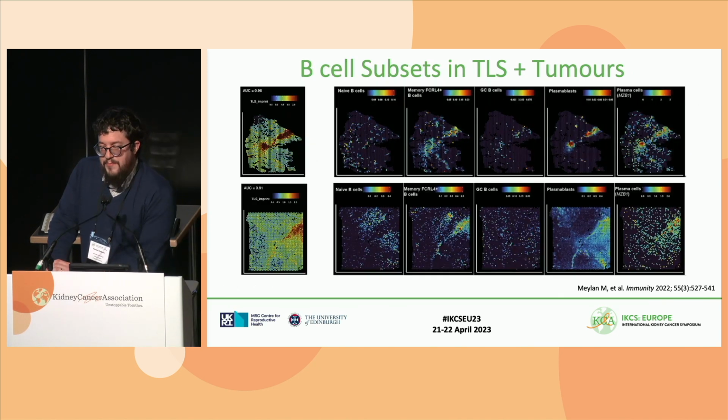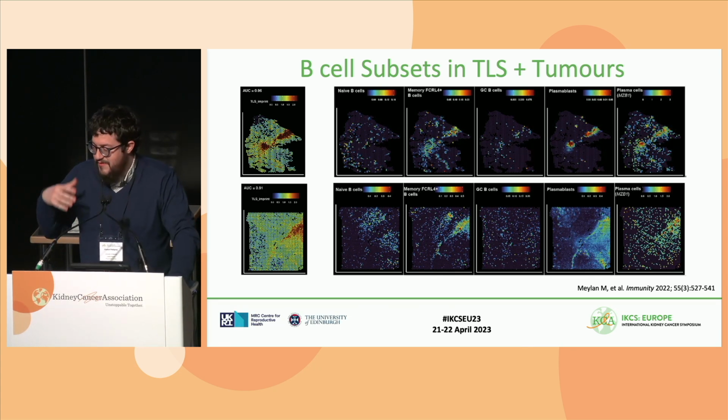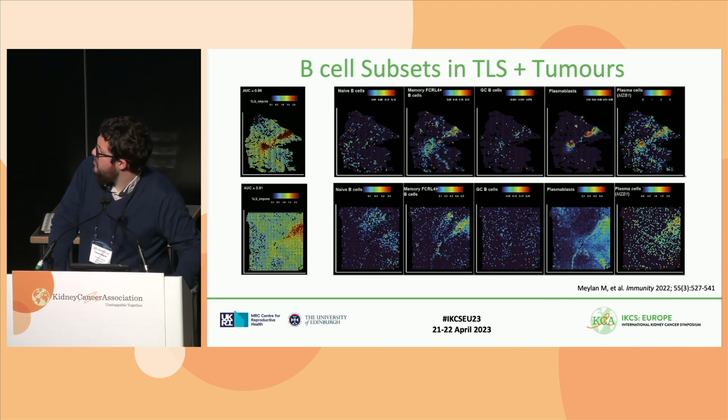Then we looked in particular at what kind of B-cell subsets we could see inside these tertiary infrastructures, these TLS-positive tumors. We saw that naive B cells were not particularly strongly associated with a particular location inside the tumor. Just to make sure on this slide, the left part is the expression of a TLS-specific gene signature. So the red areas are actually where the TLS are located in the tumor.